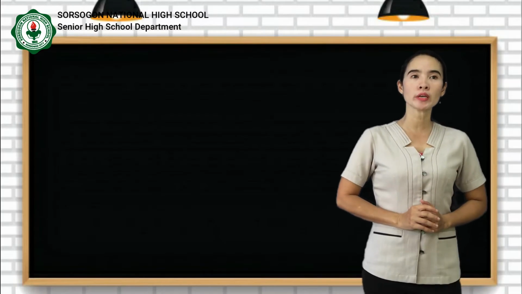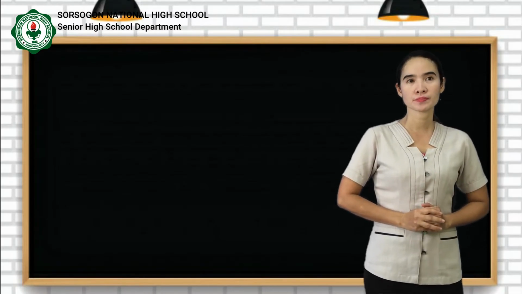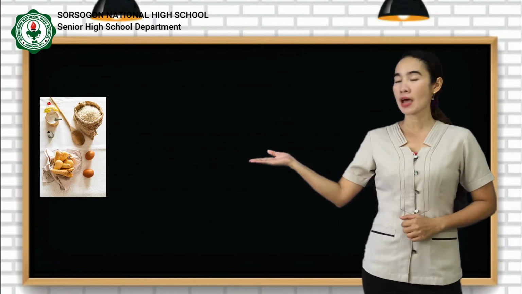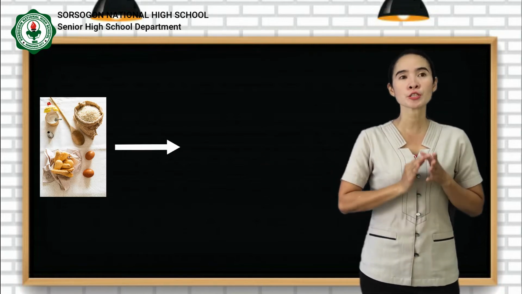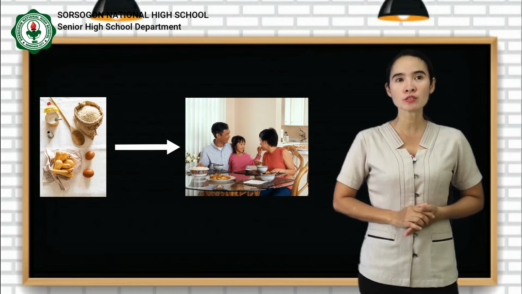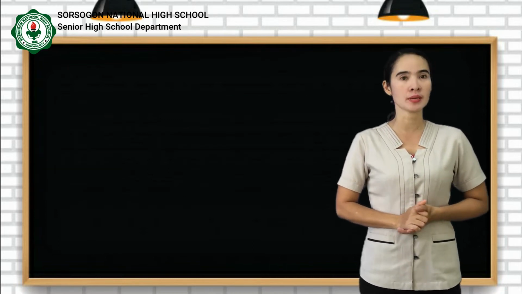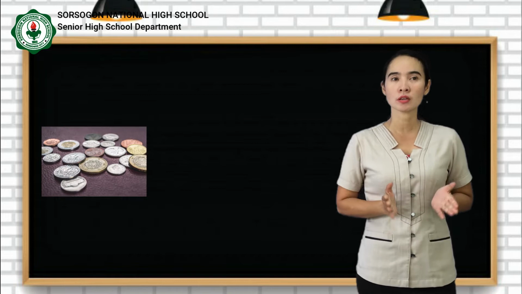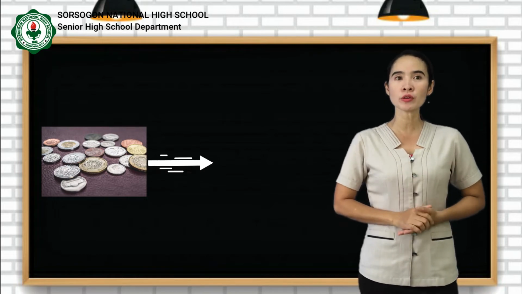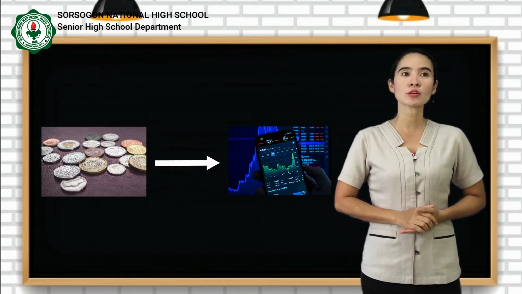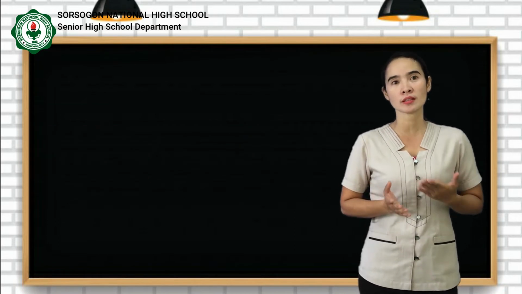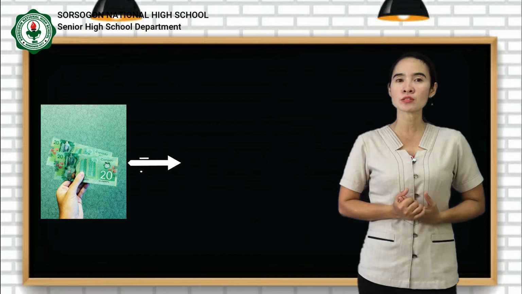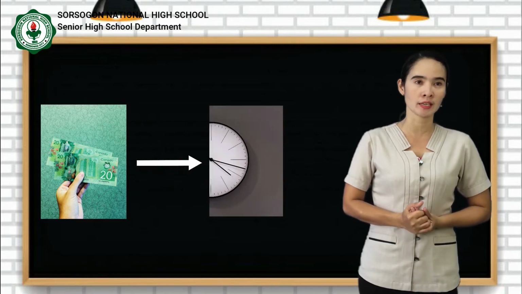Let's start by looking at the following diagrams. The first diagram shows the number of kilos of rice consumed for a specific period depends on the number of members in the family, while the second shows that the dollar equivalent in peso depends on the current exchange rate, and the last shows that the wage of a worker depends on the time spent working.